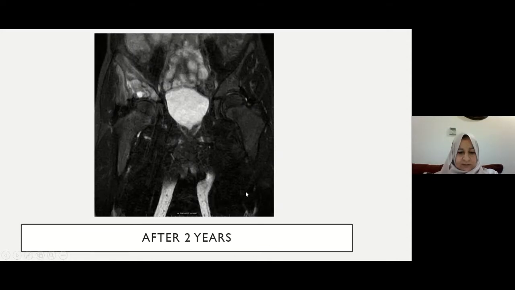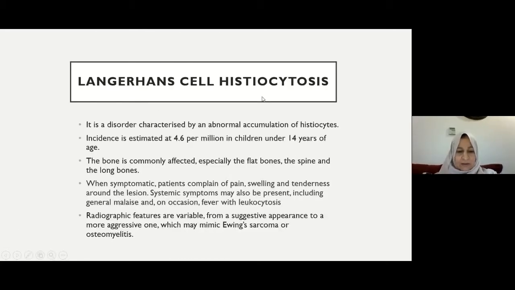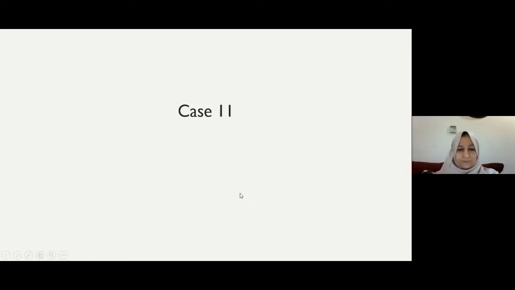So biopsy was taken. After 2 years, the boy has another lesion in his right iliac bone. I am sure now you know the diagnosis. It is histiocytosis. It is characterized by accumulation of histiocytes. It can be seen in children under the age of 14, and can affect any bone. When symptomatic, the patient may complain of pain, swelling, tenderness around the lesion. Systemic manifestations may be there, such as malaise and occasional fever and leukocytosis. That's why it may be confused with osteomyelitis.